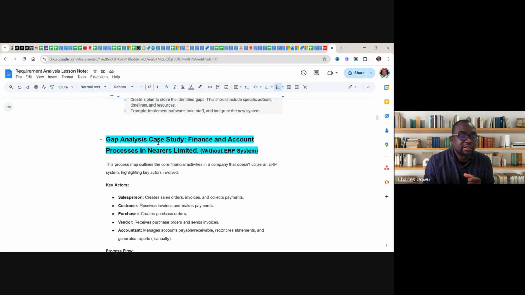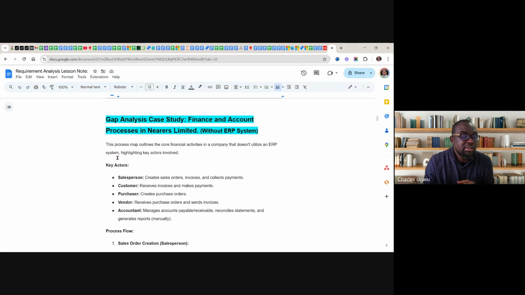This gap analysis case study, finance and accounts process in Nearest Limited. So in this case, they do not have an ERP system. Let's look at what's happening. The process map outlines the core financial activities in a company that does not utilize an ERP system, highlighting key actors. So what is an ERP system?